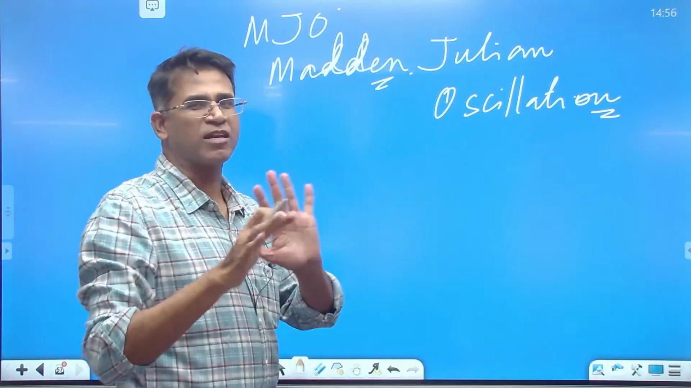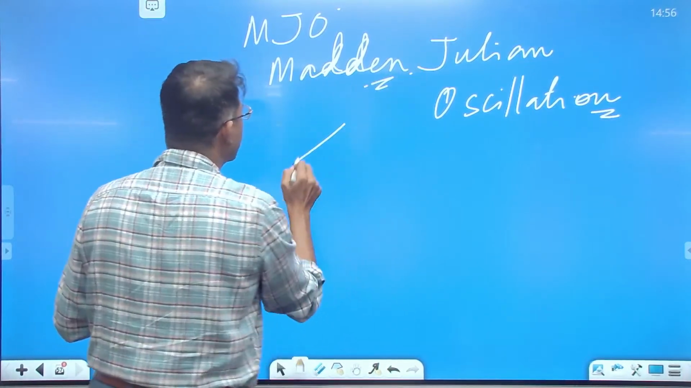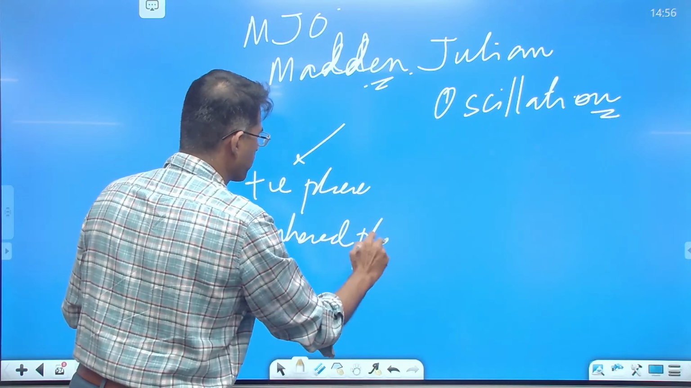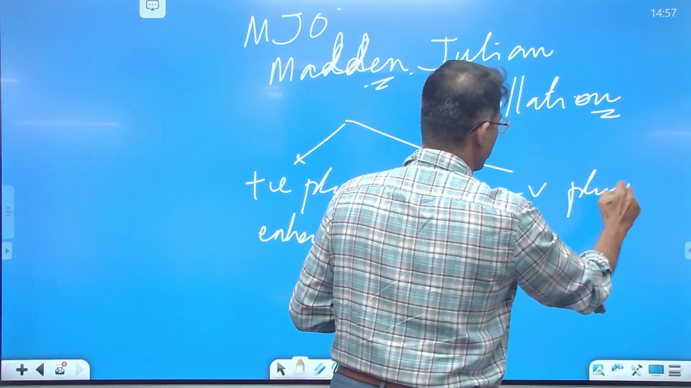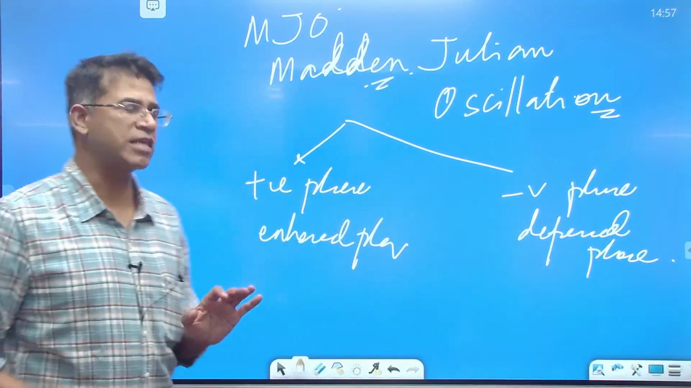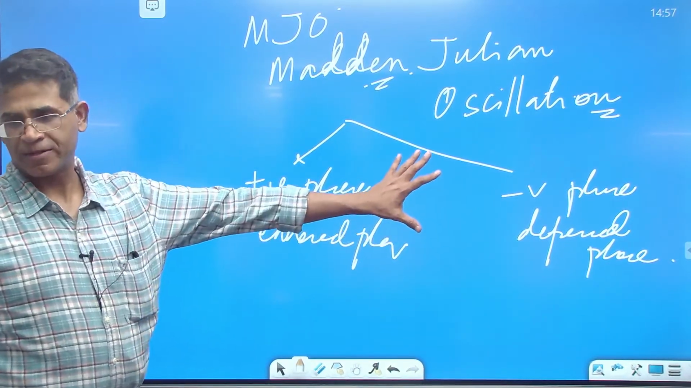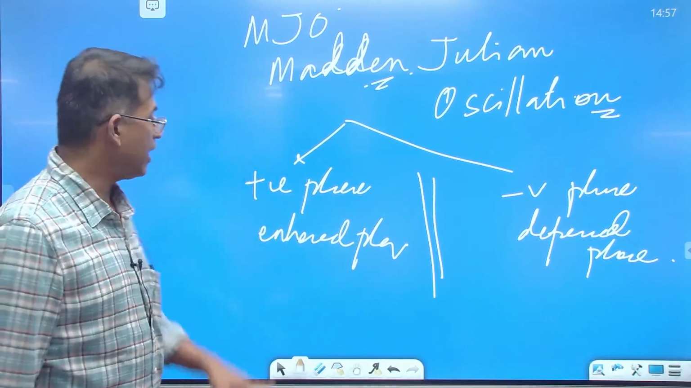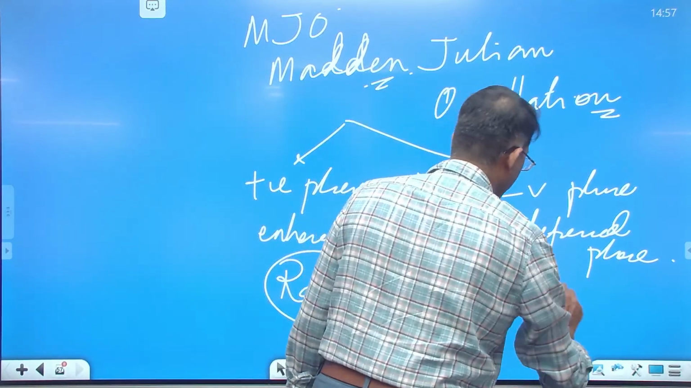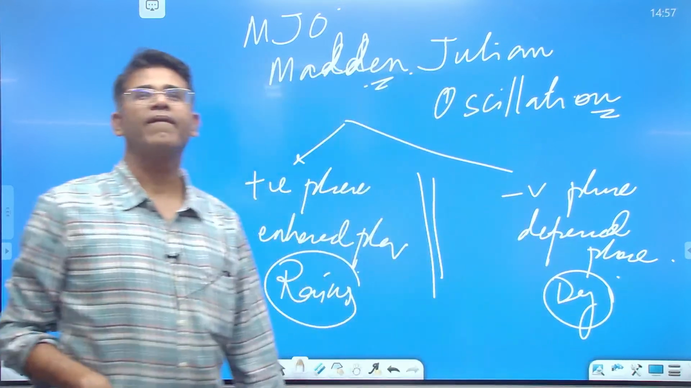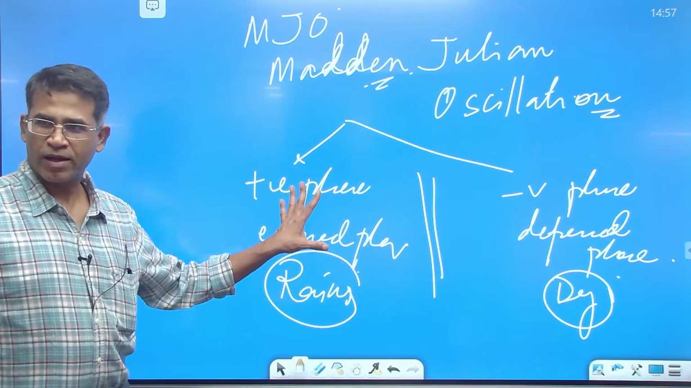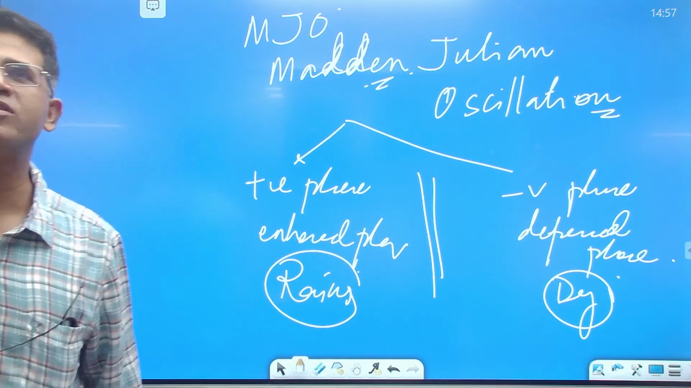MJO is also one type of a circulation. I'll not go into details. Just know that Madden Julian का भी एक positive phase है. It's also called the enhanced phase. And there is a negative phase, which is called the depressed phase. There's an enhanced phase and a depressed phase, और एक neutral भी आता है बीच में. Ignore that. In the enhanced phase I will again have rains. In the depressed phase I will have dry conditions. So El Nino में अगर आपका positive phase आ गया, again you'll have rains. So El Nino is not the only factor.